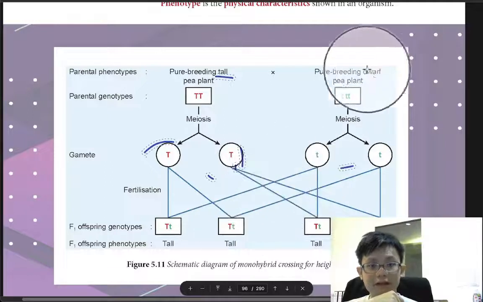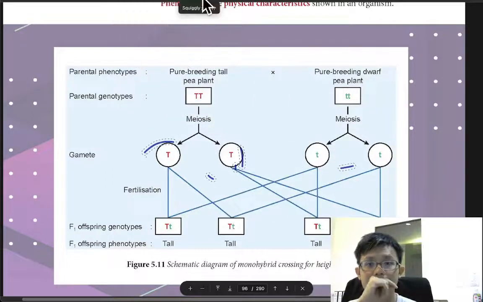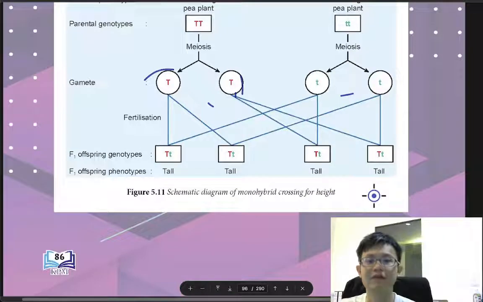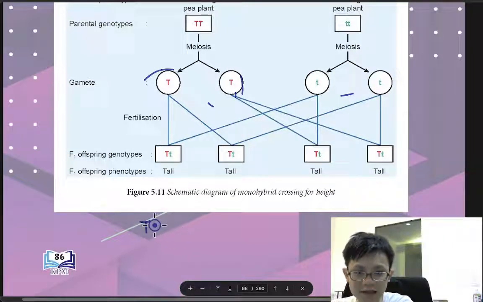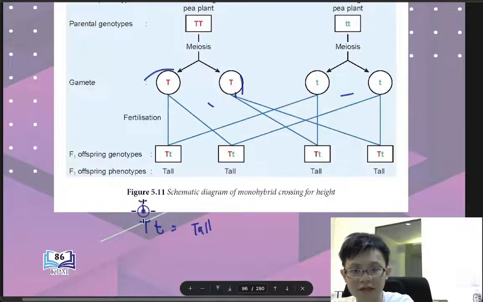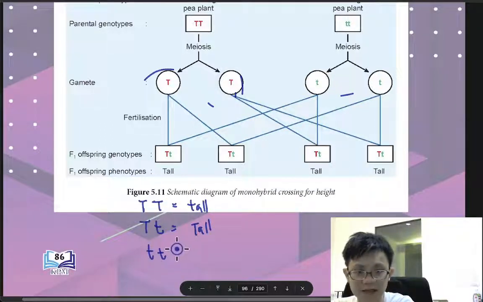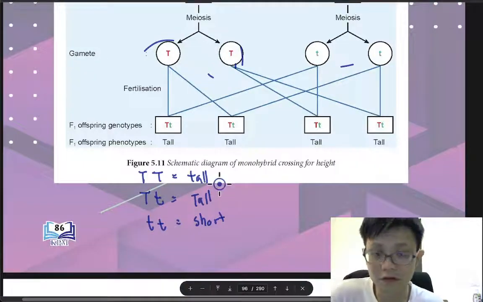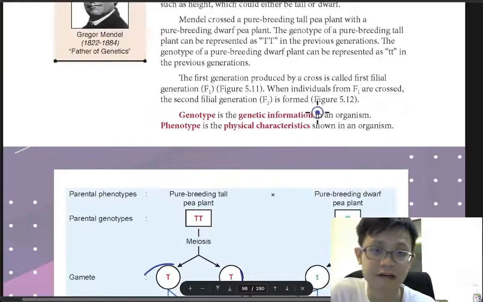What does it mean when you get big T and small t? So this depends on the allele. Wait lah, I know you don't understand but please just bear with me for a while. If TT means the plant is tall, then the small tt means the plant is short. Okay, that's why you can see it's short. How do you know it's tall or short? The question will usually tell you.